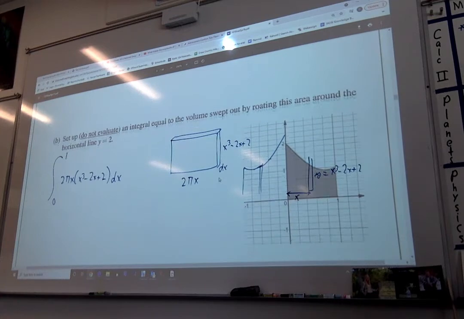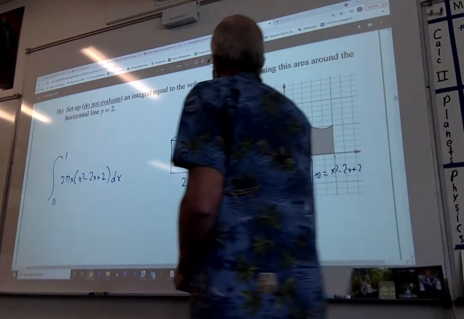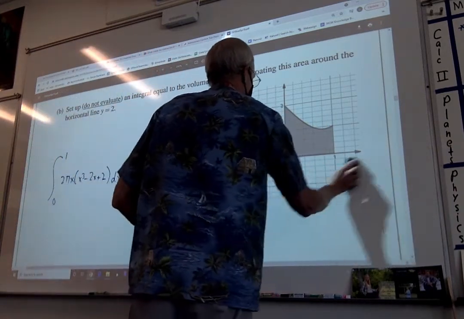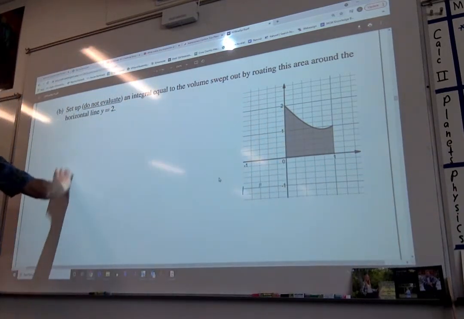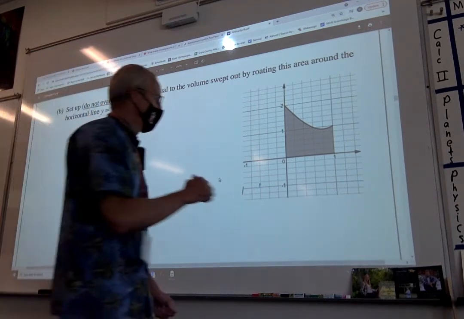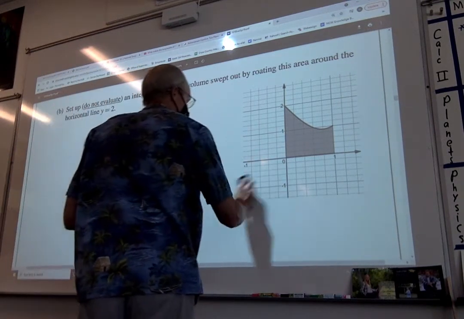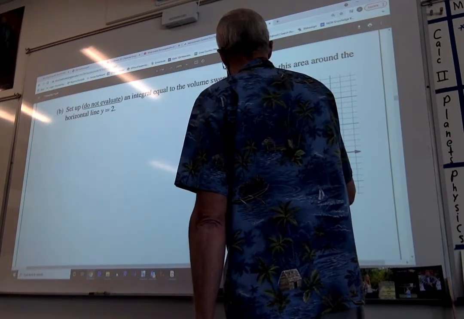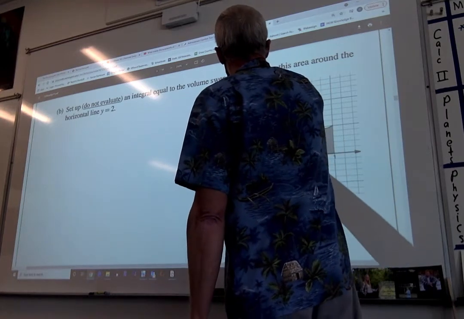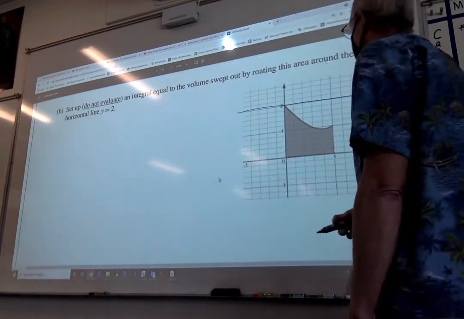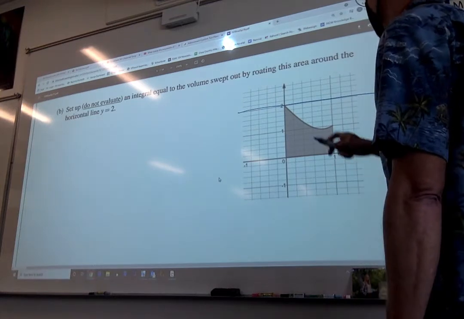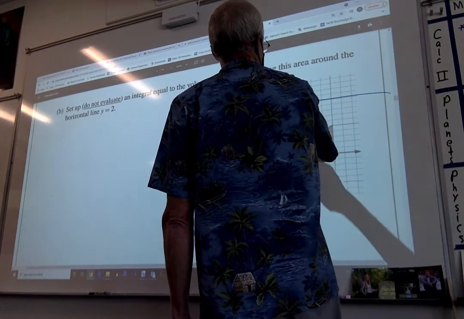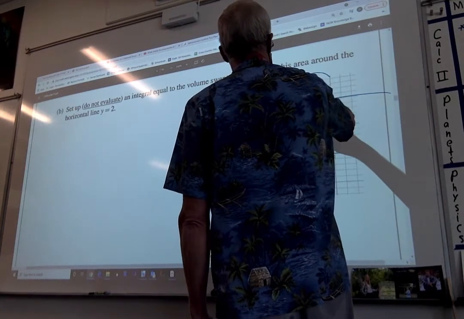Now, what's the next one? Again, we rotate this area around the horizontal line y equals 2. So same thing, we've got to decide which way to do it. Around y equals 2. So let's see, what's y equals 2? It's right here. So we're going to rotate it about like that. It's going to be hard to draw. It's going to look like this.